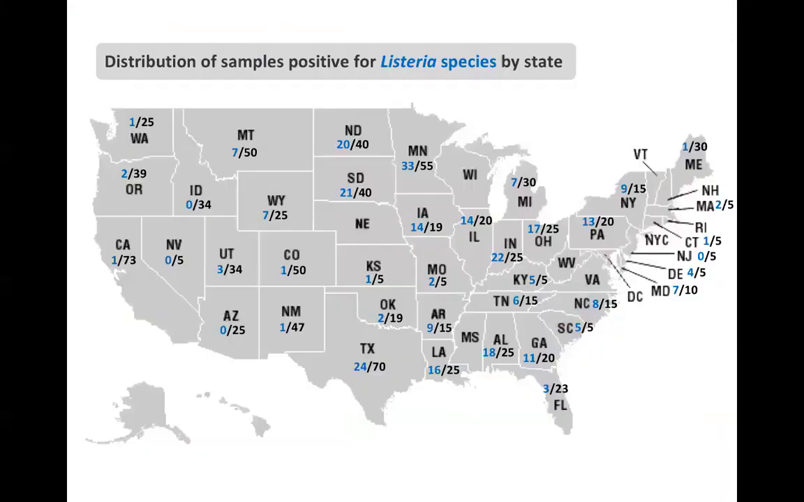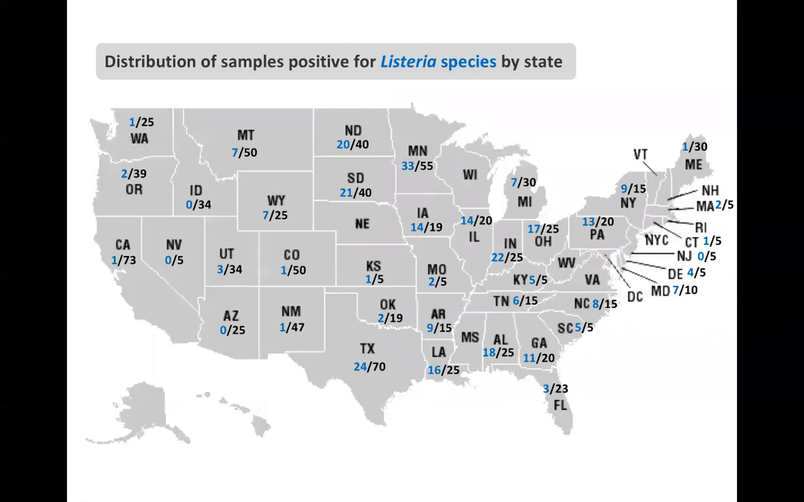So here we've got the distribution of Listeria by state. And I put this on here because a lot of you are calling in from Maryland. And if you look over here, we took 10 soil samples from the state of Maryland, and 7 of them were positive for Listeria. So that sort of gives you an idea of where Listeria lies in the US. And you can see some of the states are better off. Nevada, for example, Arizona. It doesn't seem like Listeria really grows that well in those environments.